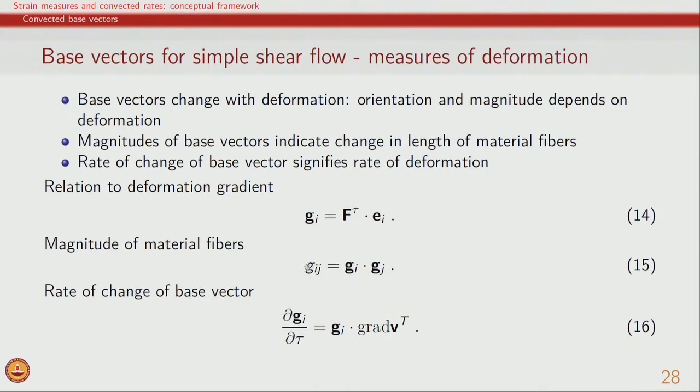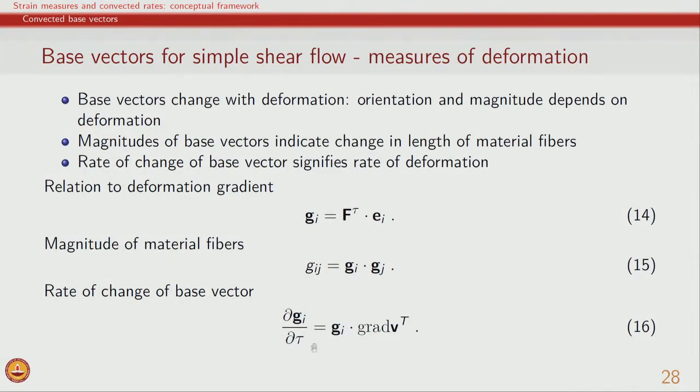And we also saw that the magnitude of the material fiber keeps on changing as a function of time, and in general for different types of deformation Gij will also be a function of position. Since we looked at simple shear, which is an example of homogeneous deformation, we saw that Gij was also independent of position. And then we also looked at the rate of change of the base vector, and rate of change of base vector is related to gradient of velocity.